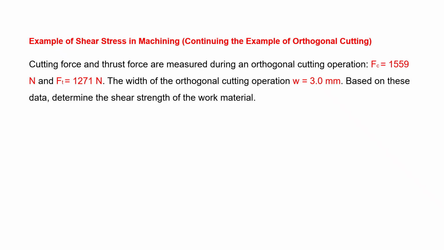And we are going to start with the cutting force and the thrust force, which are going to be measured during the orthogonal cutting operation, where the cutting force is equal to 1,559 Newton, and the thrust force is 1,271 Newton. The width of the orthogonal cutting is given to be 3 millimeters, and based on these data, determine the shear strength of the work material. Remember that we are continuing from the previous question where we had the value for the phi and the value for the gamma.